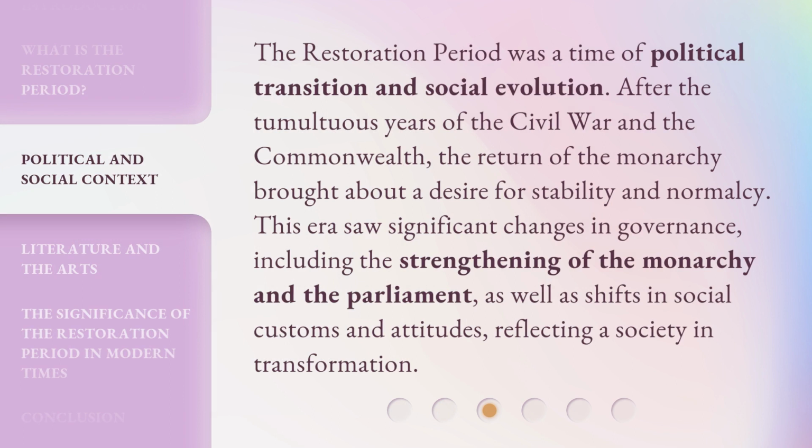The Restoration Period was a time of political transition and social evolution. After the tumultuous years of the Civil War and the Commonwealth, the return of the monarchy brought about a desire for stability and normalcy. This era saw significant changes in governance, including the strengthening of the monarchy and the parliament, as well as shifts in social customs and attitudes, reflecting a society in transformation.